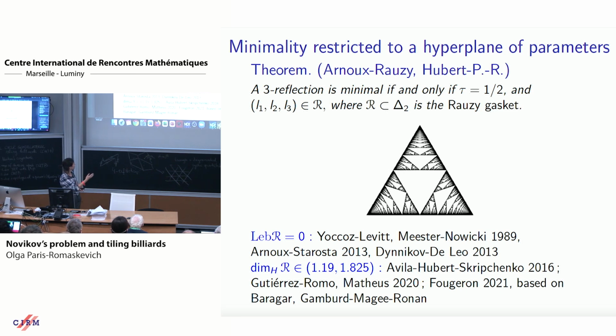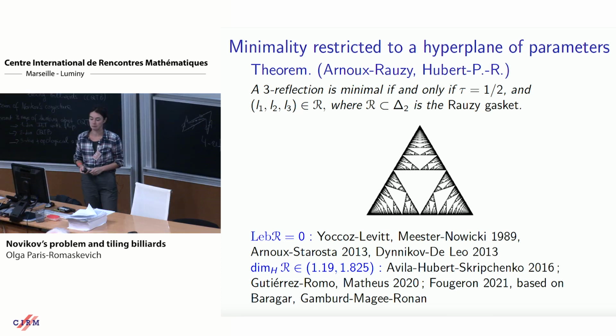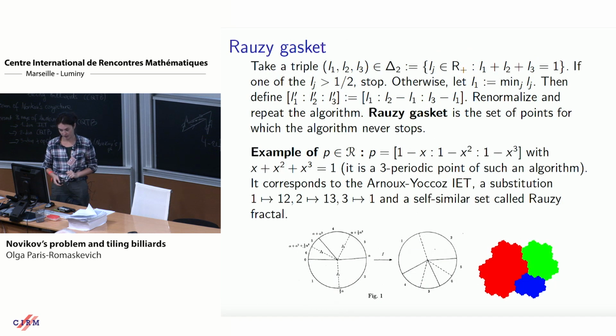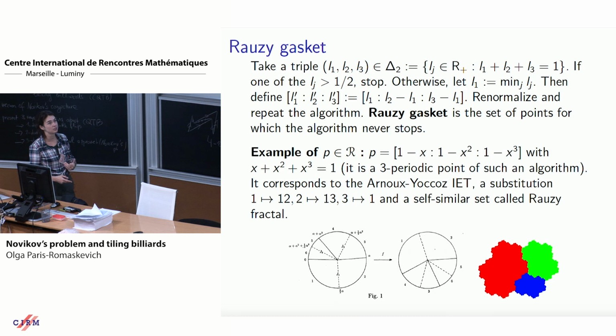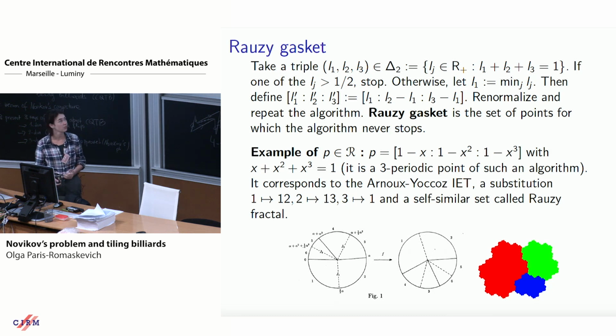Many people thought about this as a set of interesting parameters for different dynamical systems. And its measure is 0, and recent results help us to understand where its Hausdorff dimension is placed. I can say how this set is defined. The set is defined by some continued fraction algorithm, which is the following.